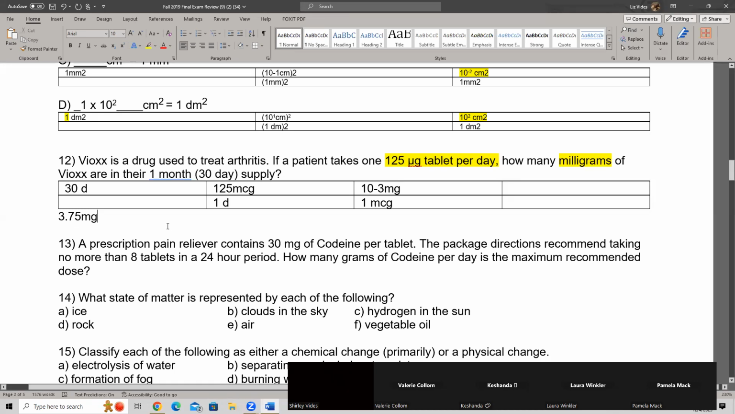You got that? 3.75. Mm-hmm. All right, look at the next one.